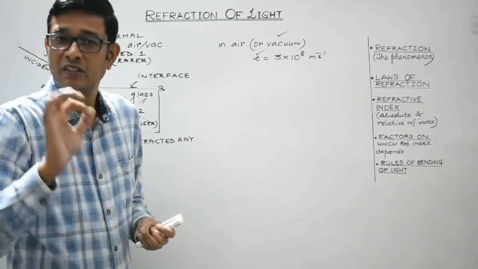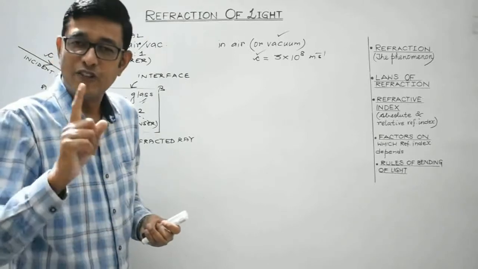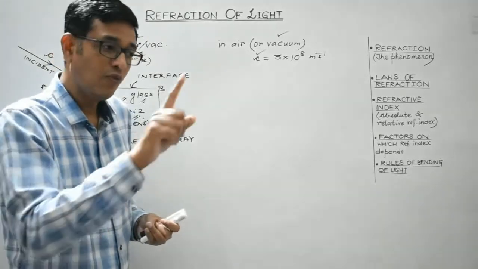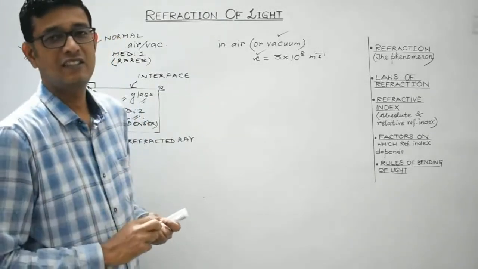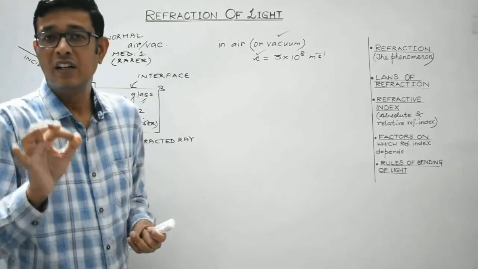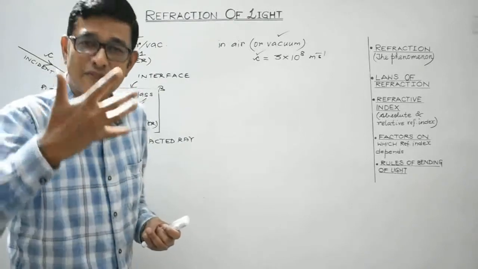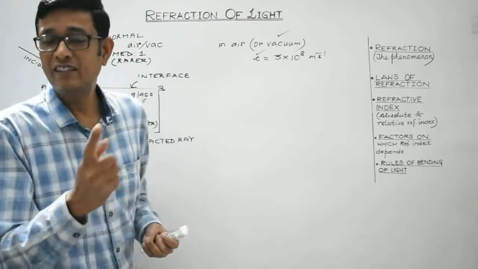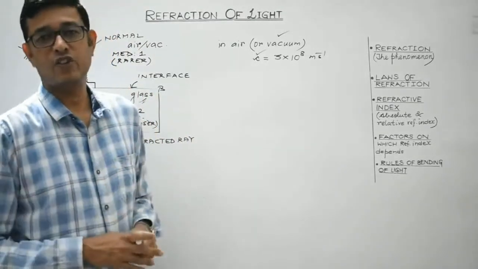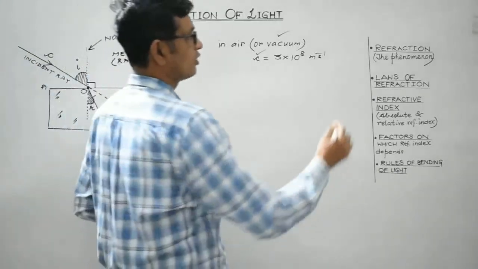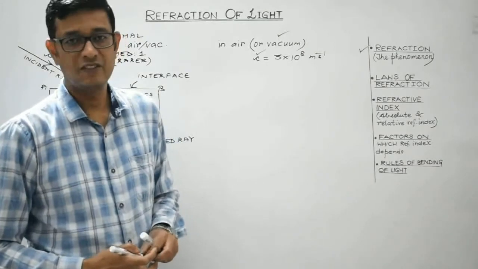Third, the speed of light in different media is different. So whenever the light travels from one medium to another medium, there is a change in the velocity of the light. So students, the phenomenon of bending of light, or the change in the velocity of the light whenever light travels from one medium to another medium, is known as refraction of light. I hope you have understood the definition of refraction of light, right?